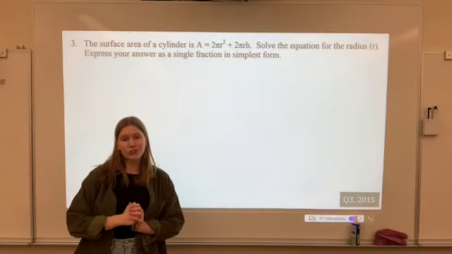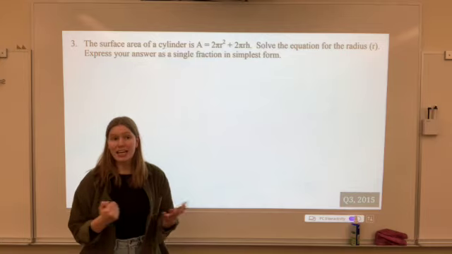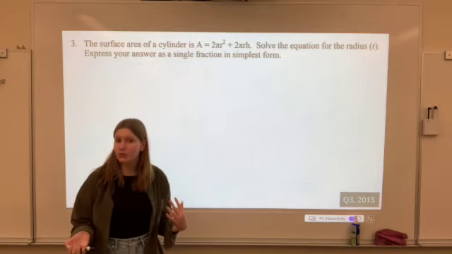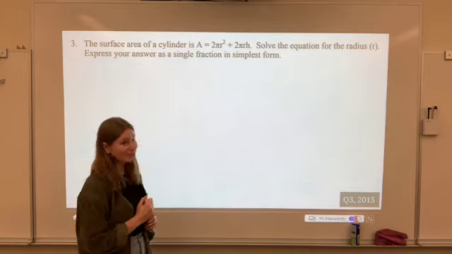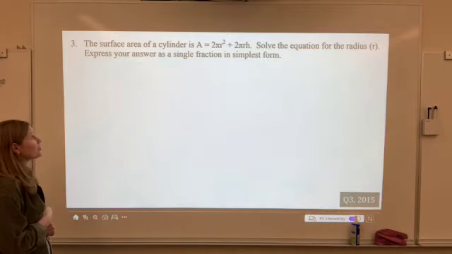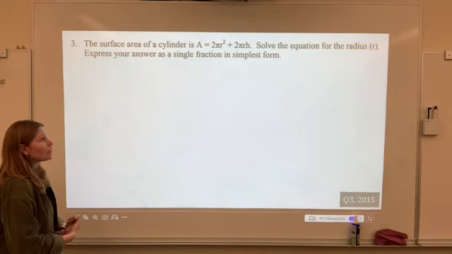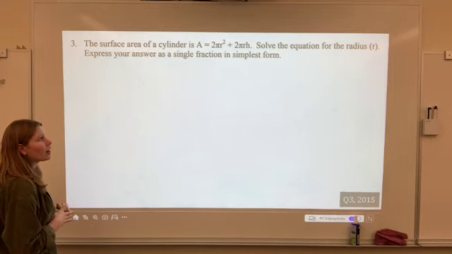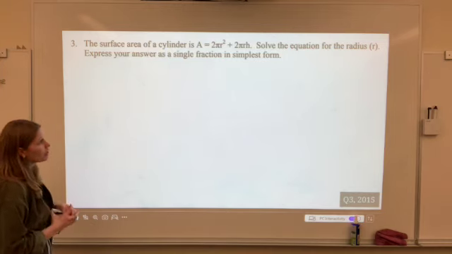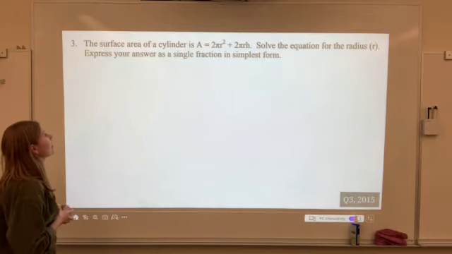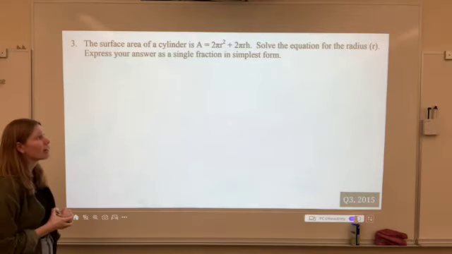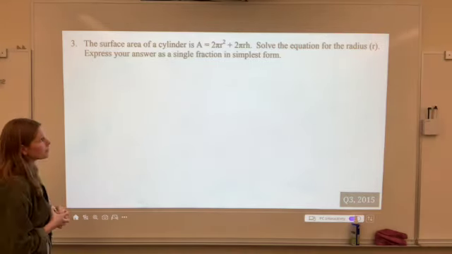All right, here's our first 5-pointer of the video. And yes, you may have noticed I only did 2 4-pointers, but I think you guys can handle it. So, the surface area of a cylinder is A equals 2 pi r squared plus 2 pi r times the height. Solve the equation for the radius. Express your answer as a single fraction in simplest form.